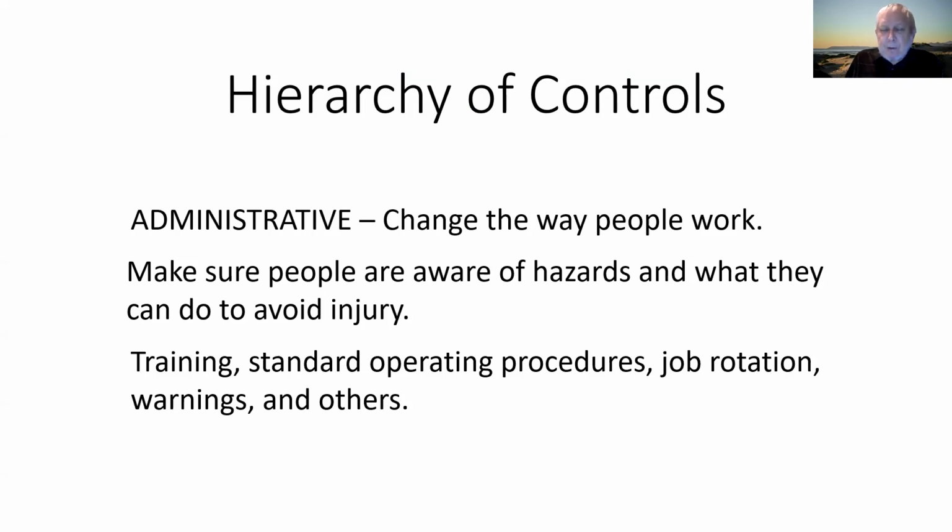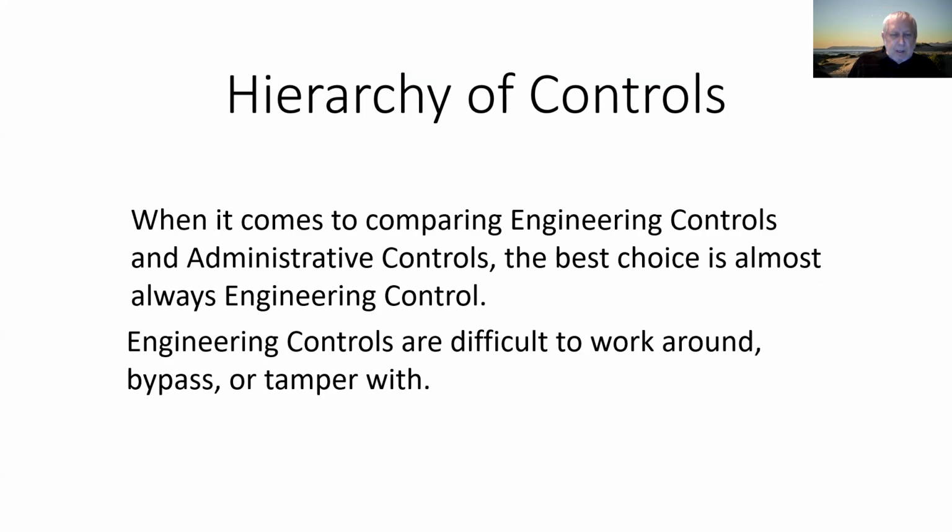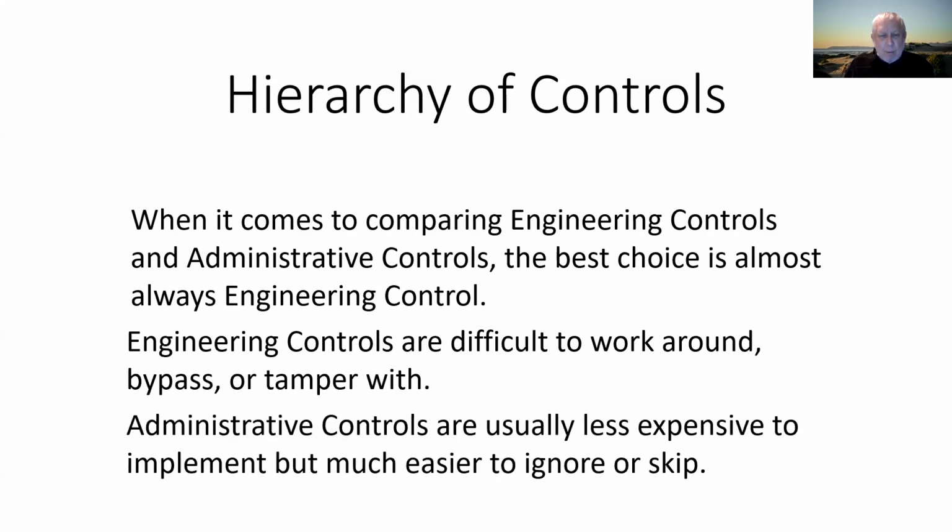But administrative controls are easy to bypass because people can forget training. They can get in a hurry and not do the things that they're supposed to do in the operating procedures. And in a lot of the CSB videos you're going to see throughout this course, that happens a lot. People just don't do what they're supposed to do, or something right in front of them tells them something is wrong and they don't act on it and something happens. So when it comes to comparing engineering controls and administrative controls, the best choice is almost always engineering control. There's just no doubt about it. Engineering controls are difficult to work around, bypass, or tamper with. Administrative controls are usually less expensive to implement, but much easier to ignore or skip.